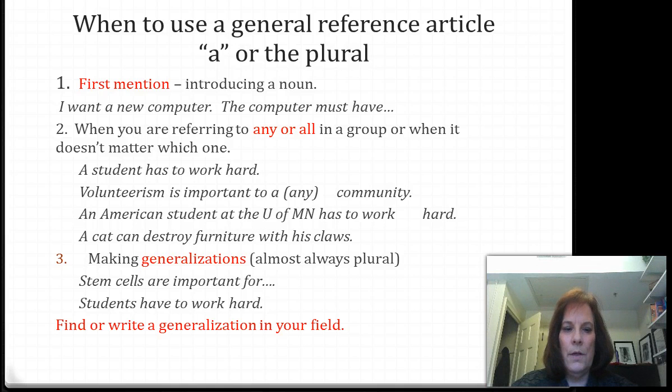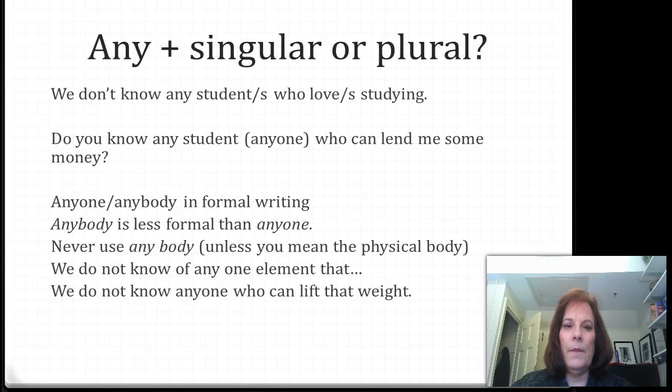We also have these generalizations, as I just mentioned. Those are always plural, and they don't have any reference the or a. Stem cells, which ones? Any and all are important for such and such. Students, which ones? Any and all have to work hard. So we have a situation where you have first mention, countable, and singular. You need a or an, of course. For non-count nouns, we use nothing. When it doesn't matter which one, we use a. And for the generalizations, they're plural, and we don't use anything. We don't use the, and we don't use a. So another question that students often have is, when do you use any, with a singular or with a plural?